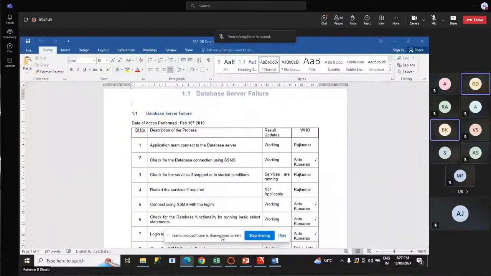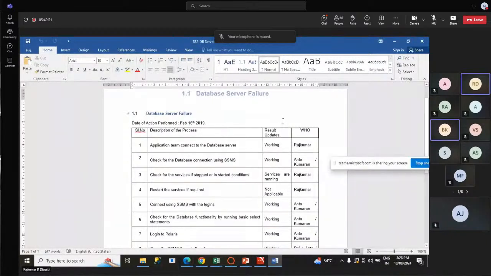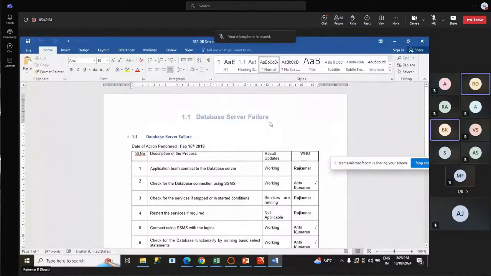Yes, sir. Okay, so this is the database server failure. So database server failure is a sub-function. The database server itself failed. It's a main function, not a sub-function. It's a server. No, this server is totally failed. The main function is information technology, IT. Below that, database is one of the sub-functions, because application, database, and all of these are sub-functions. Am I right, sir? Continue. Yeah.